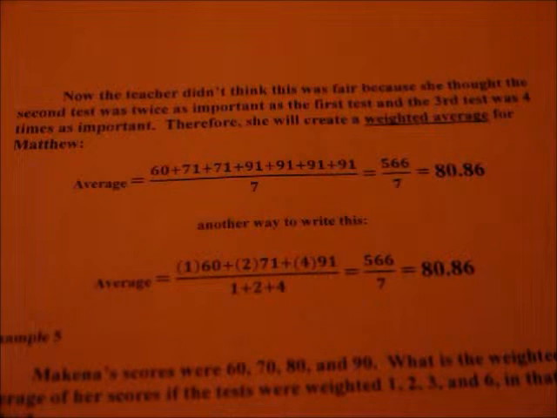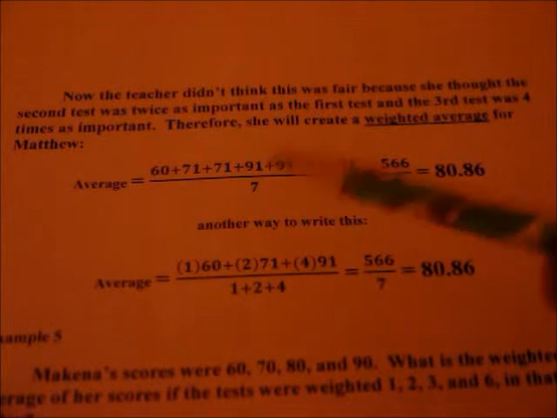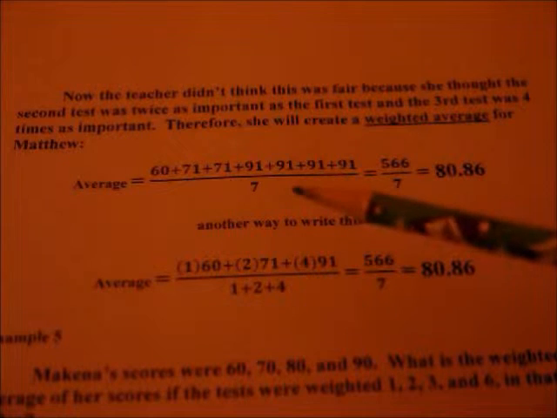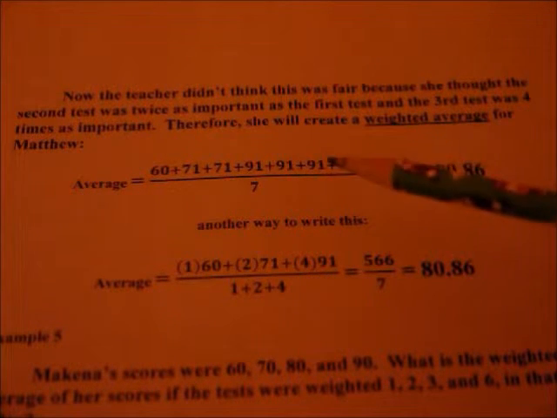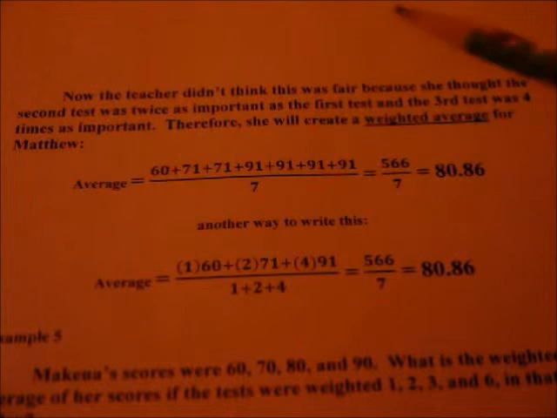The teacher didn't think it was fair, as you're reading in your notes, because she thought that the second test was twice as important as the first test, and the third test was 4 times as important. So she is going to create a weighted average for Matthew. So that's actually good news for Matthew, because his average will go up because she thought the last one was most important, and thankfully the last one is the one he did the best on. So this really worked in his favor.